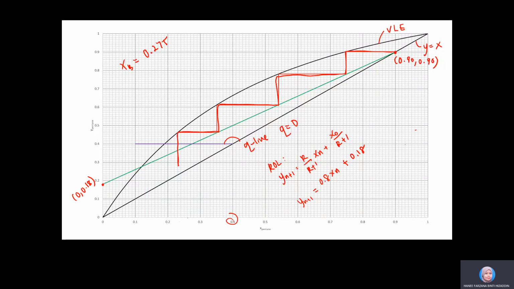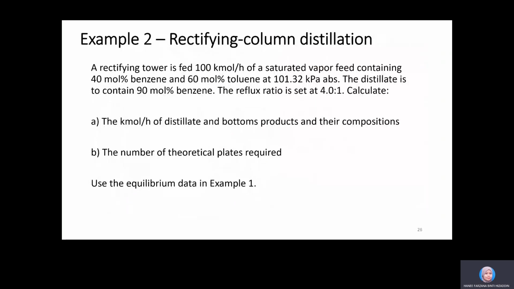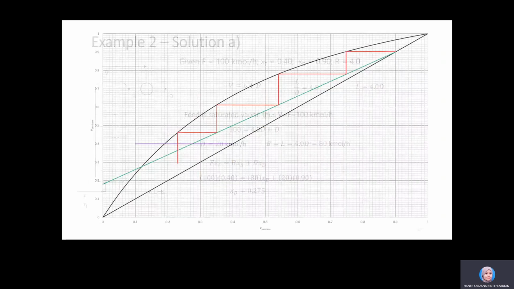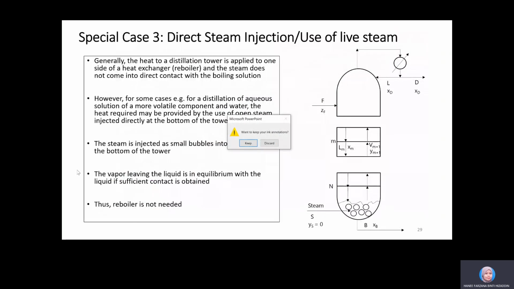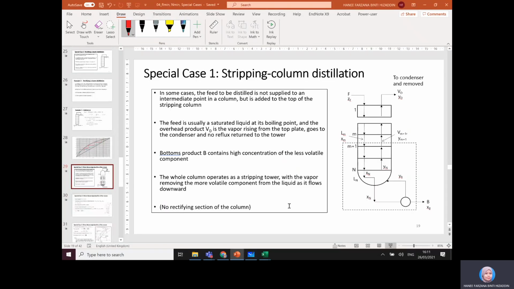So by right, we should stop somewhere here. This is 0.25, 0.26, 27, 28, 29, so about here. Okay, so 1, 2, 3. This is 4, but we don't go all the way there, so maybe it's about 3.7 stages. Is there a reboiler or not in this rectifying column? Look at the diagram again. No reboiler. So 3.7 stages is the number of theoretical stages required. Okay, I'm going to stop here first before we continue with special case number 3.